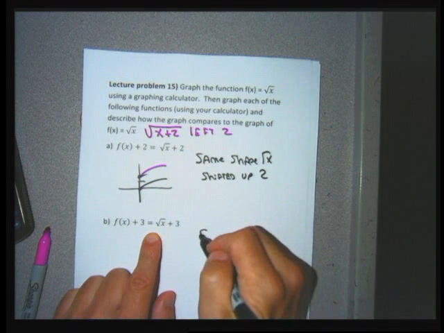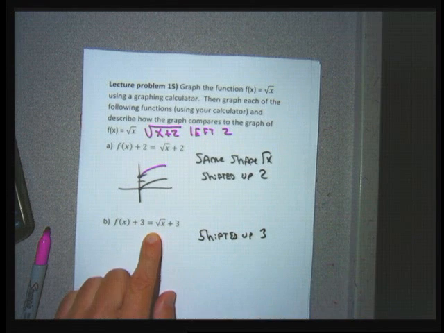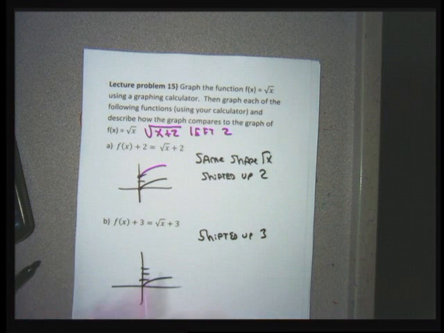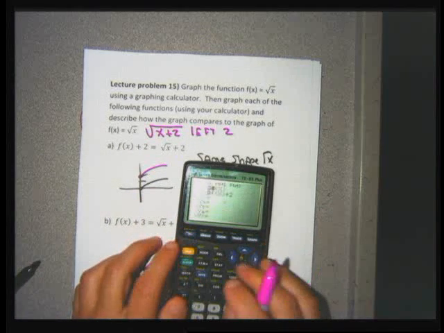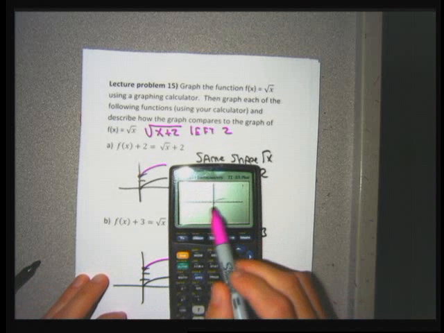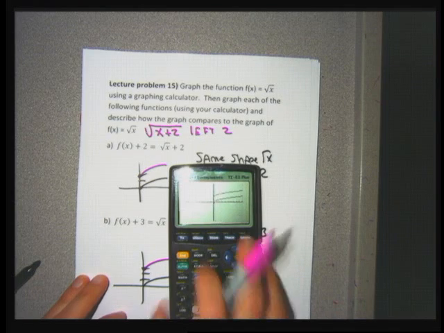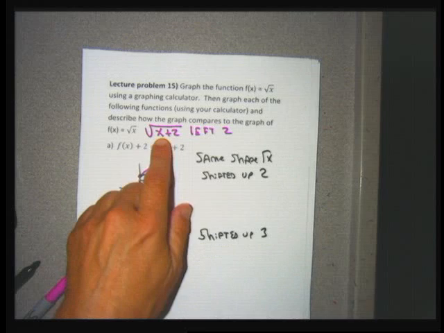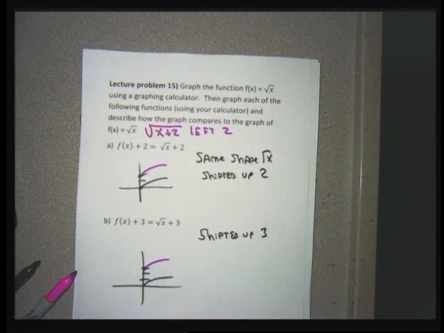And this last one is going to be the same shape as the square root of x, but it's shifted or moved up 3 units. I'm not going to have to graph these, but I should be able to predict what the graph is going to look like. So when I do this square root of x plus 3 graph, I get a generic half parabola on its side, moved up 3 units. So pluses can move something to the left, or they can move something up. Minuses can move something to the right or down.